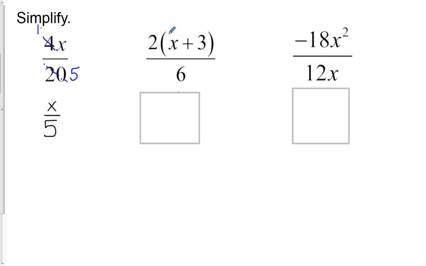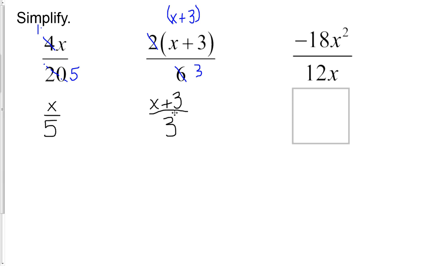Next one, we've got 2 times quantity x plus 3 all over 6. Okay, well, in order for an x plus 3 to cancel, I would need a perfect match. I would need another x plus 3 in the denominator. So if something's in the numerator, or top, it needs an exact match in the bottom, parentheses-wise, to cancel. So that's not going to cancel, but 2 goes into 6 3 times, so divide by 2, and I'm going to get 3, and so this is going to be x plus 3 over 3.